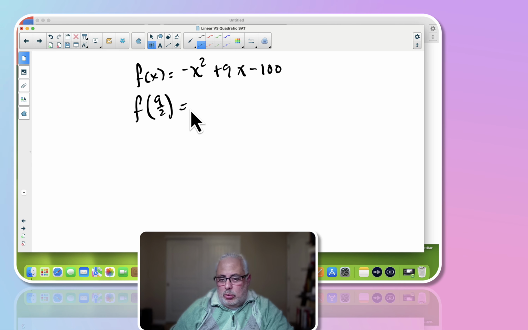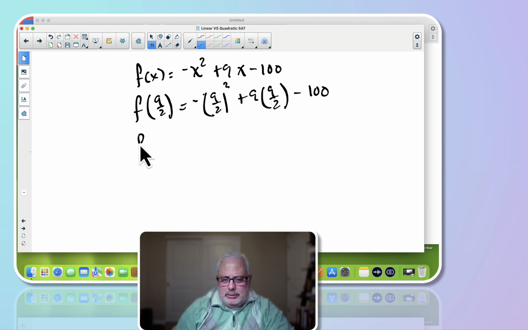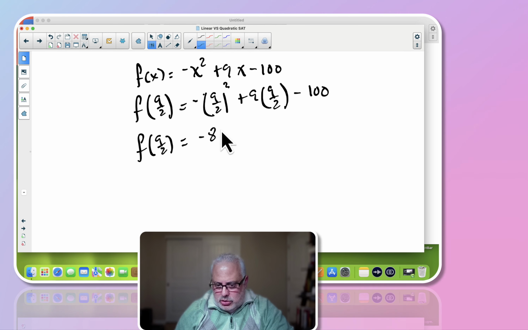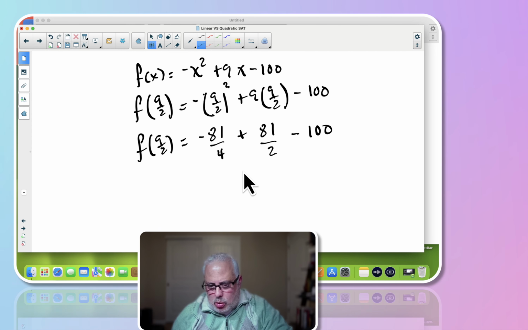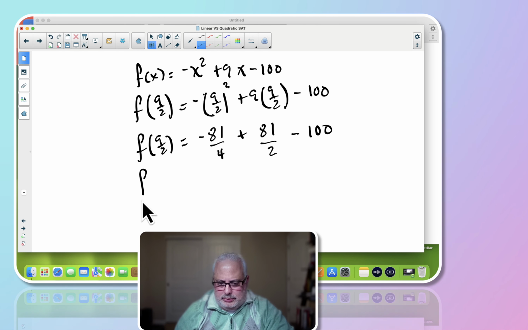Whenever you see x, you replace it by 9 over 2. So it's going to be minus 9 over 2 to the power of 2, plus 9 times 9 over 2, minus 100. So 9 over 2 squared is 81 over 4, with a minus in front, plus 9 times 9, which is 81, over 2, minus 100. This is just algebra.